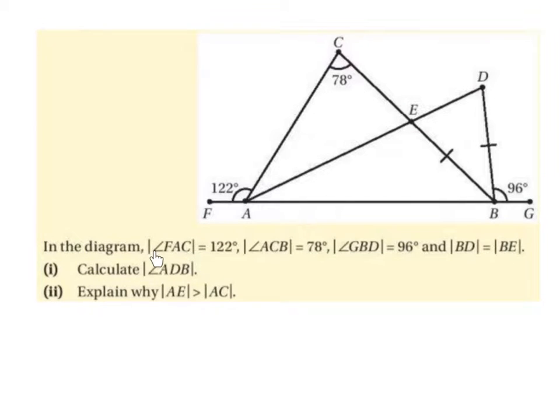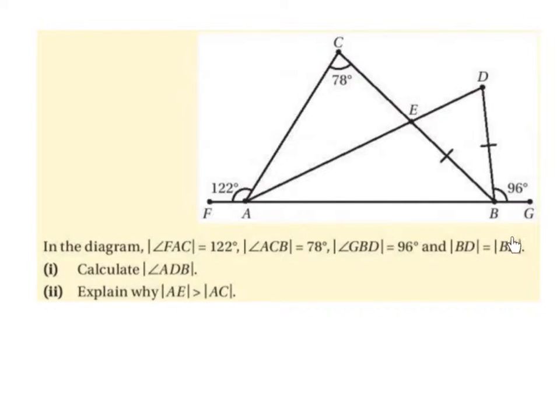In the diagram, angle FAC equals 122 degrees. Angle ACB is 78 degrees. Angle GBD is 96 degrees.